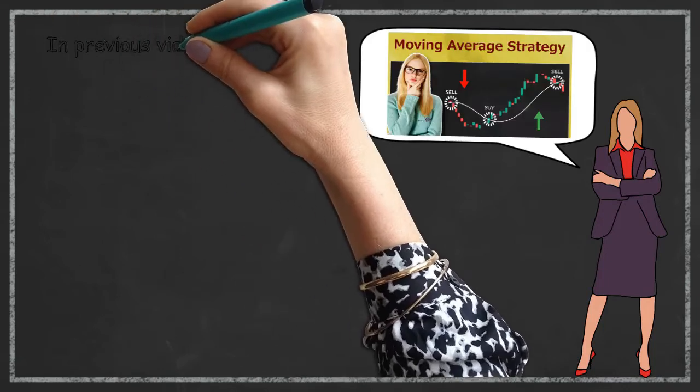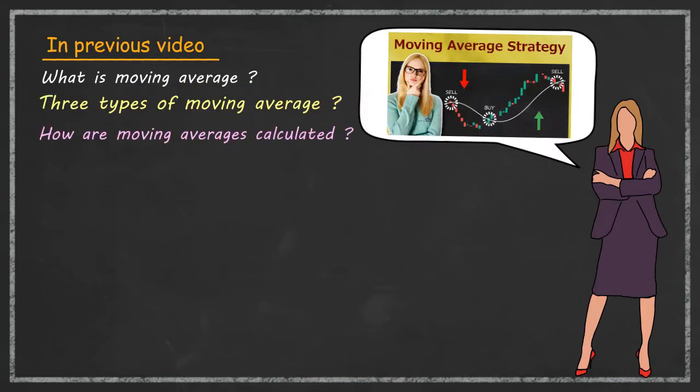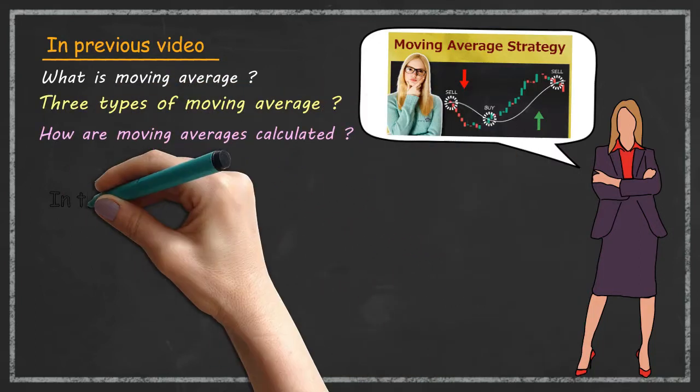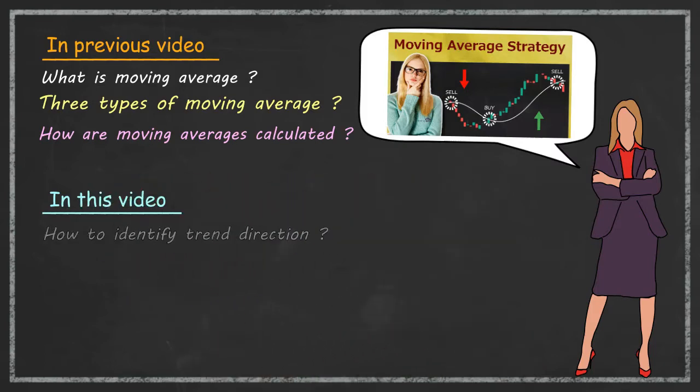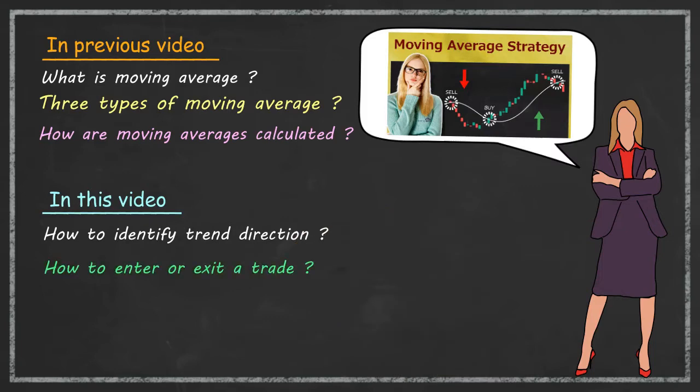Today, I will build on material covered in my previous video on moving averages, where I defined what a moving average is, the three types of moving averages, and how they are calculated. In this video, I will discuss how to use moving averages to identify the direction of a trend, how they can be used to enter or exit a trade, and finally, how to trade moving average crossovers. So without any further ado, let's begin.